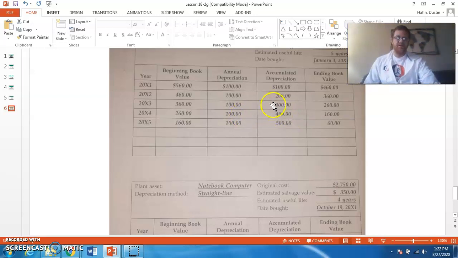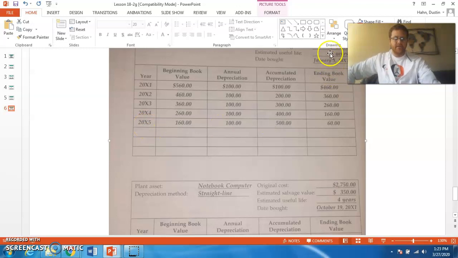Accumulated depreciation, you have your 300 plus your 100 equals your 400. And then your 260 minus your 100 equals your 160 right there. Now bring that 160 down, because now we are starting year 5. And this is our last year that we are anticipating it to be good, or that we'll have it.